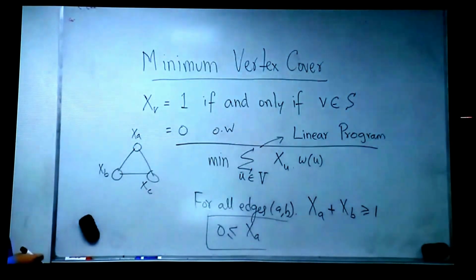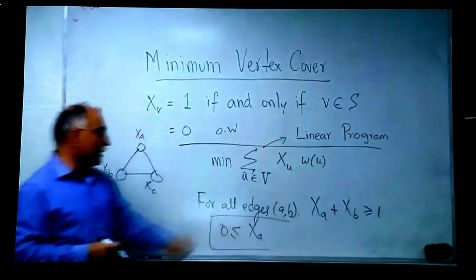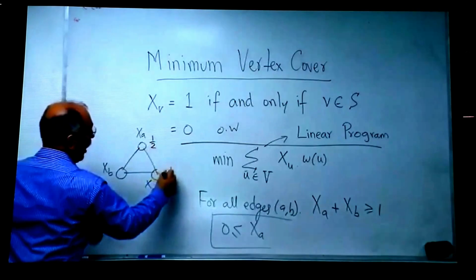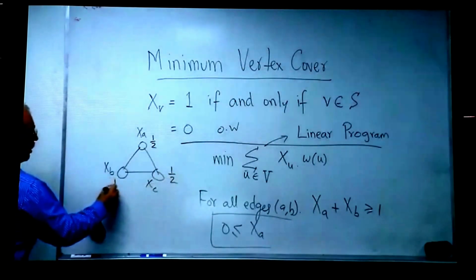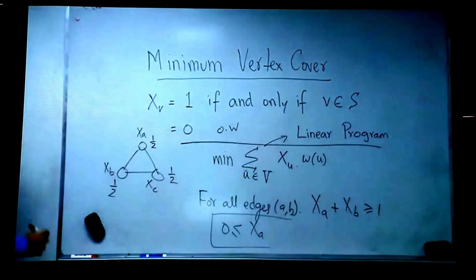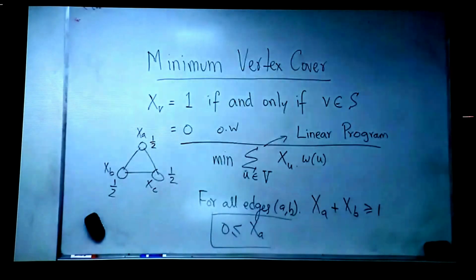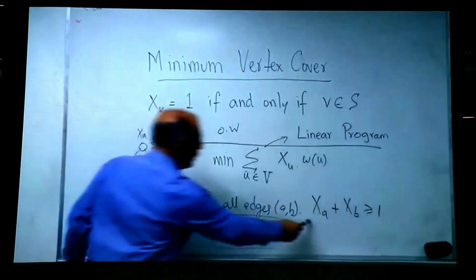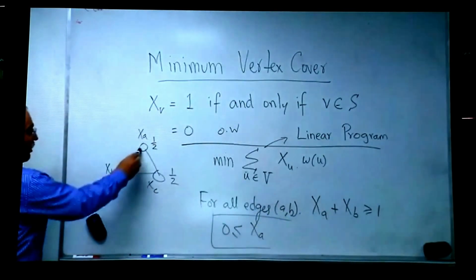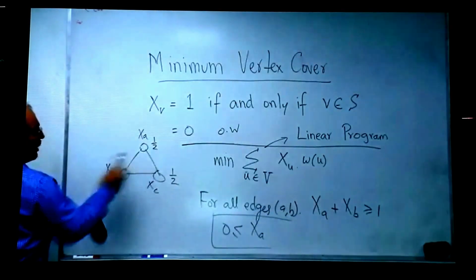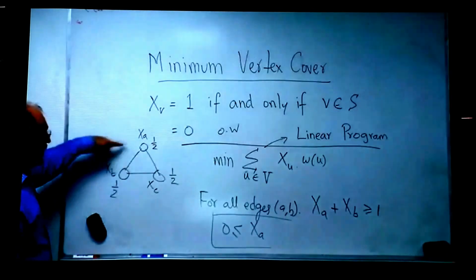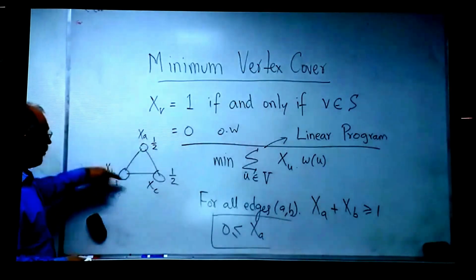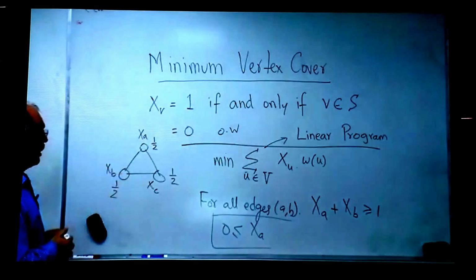In the fractional version, however, if I relax that requirement and simply say xa is greater than or equal to 0, then what might happen is that in the optimum linear program solution, all of these variables could get the same value of 1/2. If they all get the same value of 1/2, notice that all these constraints are met. The sum of these two variables is at least 1, sum of these two variables is at least 1, and so on. And all the constraints are met, but this solution is actually cheaper. It has cost 1.5, half plus half plus half if all the weights are 1.